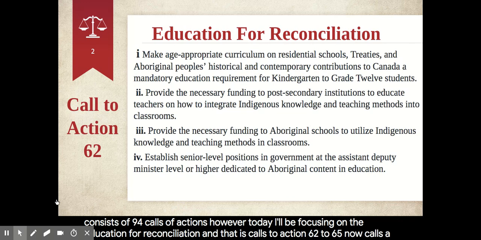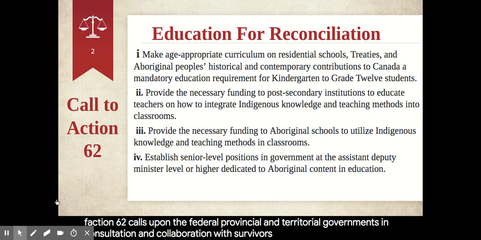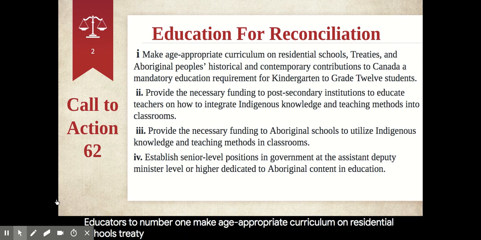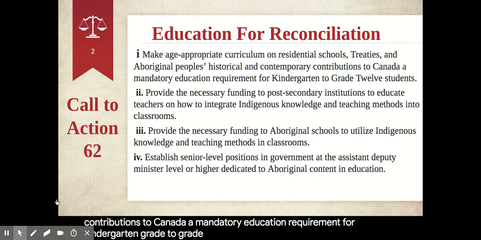Now, Call to Action 62 calls upon the federal, provincial, and territorial governments in consultation and collaboration with survivors, Aboriginal people, and educators to, number one, make age-appropriate curriculum on residential schools, treaties, and Aboriginal peoples' historical and contemporary contributions to Canada a mandatory education requirement for kindergarten to grade 12 students.